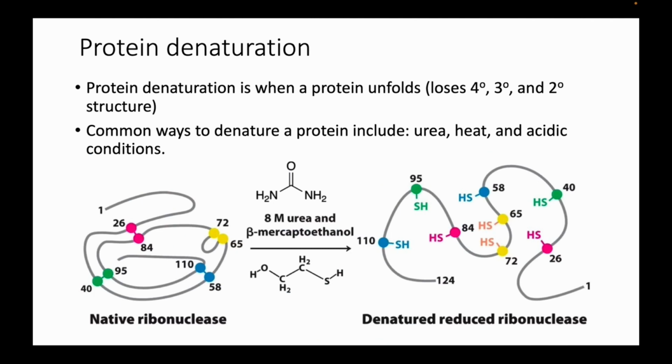Okay, so we talked about protein folding. What about protein unfolding? So there's a word for that, and it's called protein denaturation, which is when a protein unfolds, meaning that it loses its quaternary, tertiary, and secondary structure. So a protein that's completely unfolded, we can also say that's a denatured protein. So common ways to denature a protein include urea, heat, and acidic conditions. So for example, if this is my nice natively folded protein, if I add urea, pretty high concentrations, 8 molar, and beta-mercaptoethanol, I can unfold the protein and break the disulfide bonds.